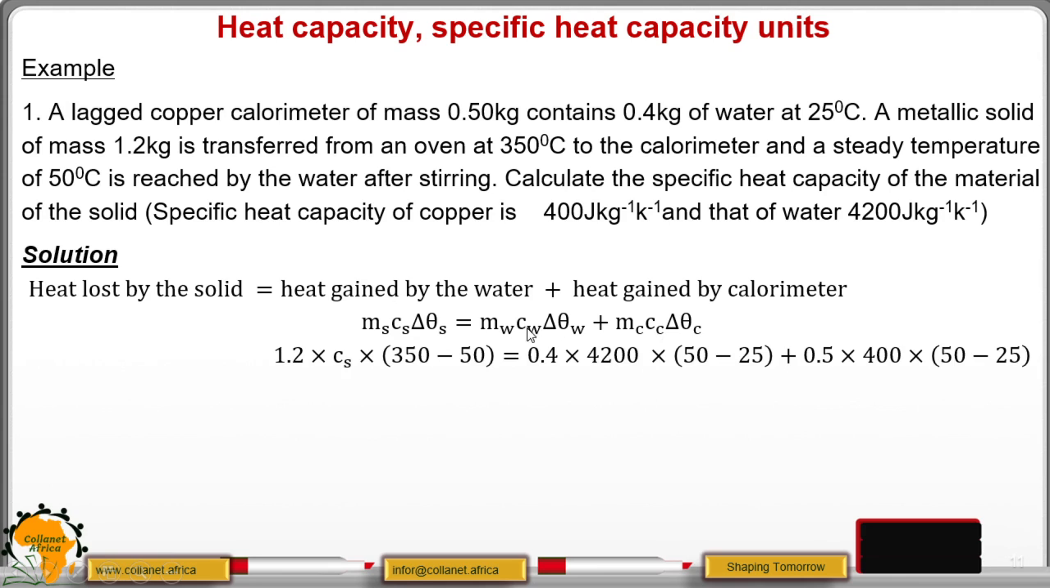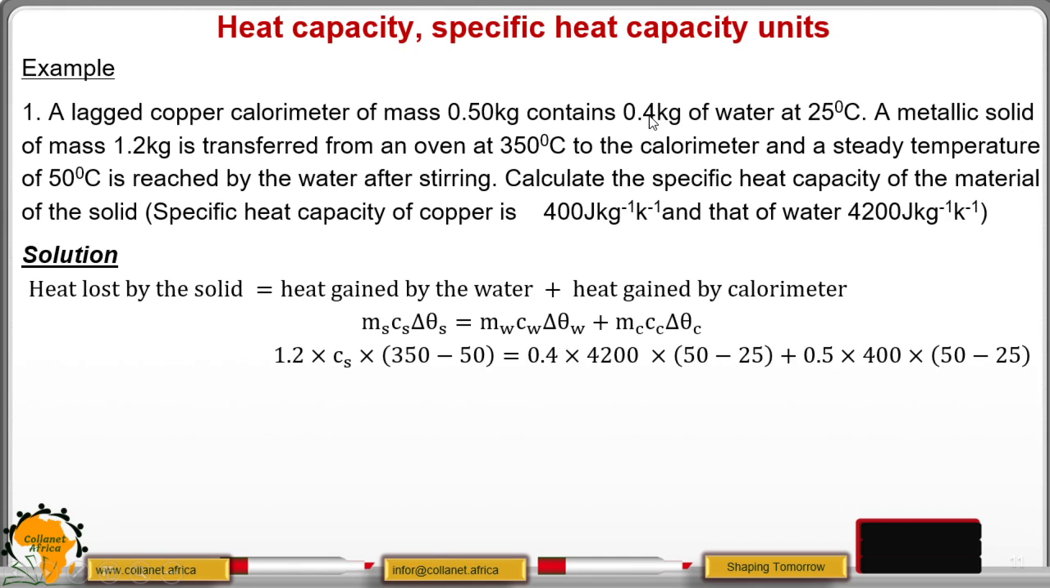After writing the formula, we substitute the values as follows. We have 1.2, that is the mass of the solid, this one that is given. Then the specific heat capacity of the solid is what we are looking for. And then the change in temperature. The temperature is falling from 350 degrees Celsius to 50 degrees Celsius. That way you get the change. That will give you 300 degrees Celsius.